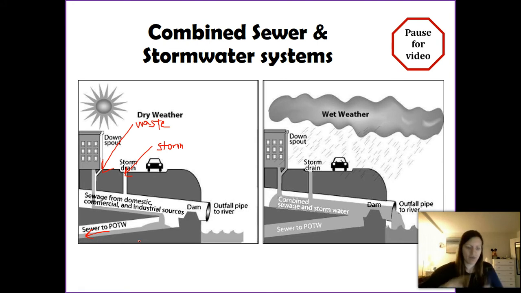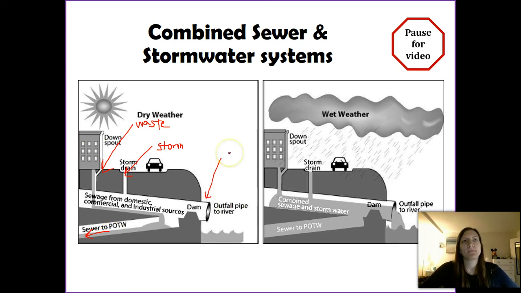Stormwater is getting treated. That oil is taken out. That trash is taken out. It gets treated before entering the ecosystem again. However, these systems have a failsafe. That is what this outfall pipe is.